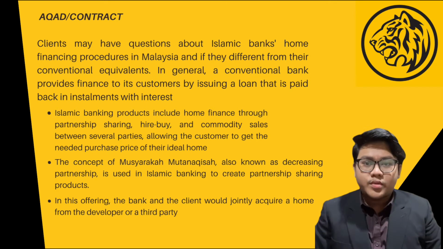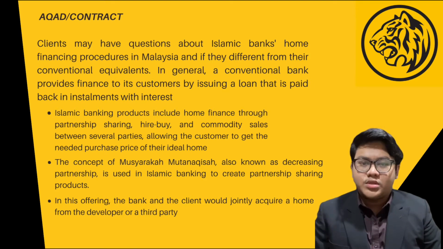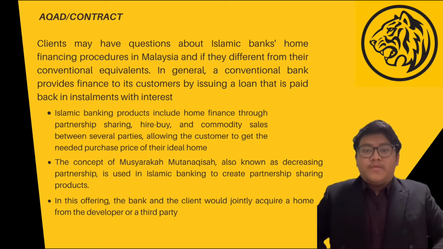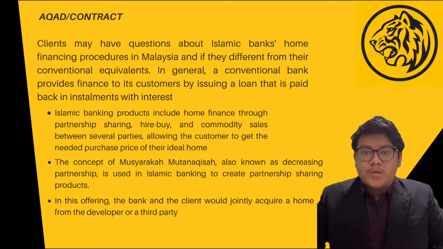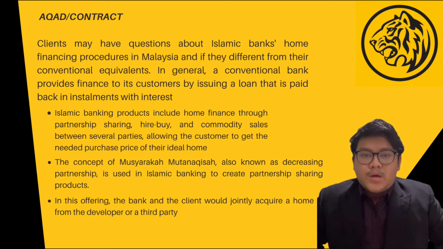Difference between Maybank Berhad and Maybank Islamic for akad. Normally, clients may have questions about Islamic banks' home financing procedure in Malaysia, and how it differs from its conventional equivalent. In general, a conventional bank provides finance to its customer by issuing a loan that is paid back in installments with interest. Firstly, Islamic banking products include home financing through partnership sharing, hire purchase and commodity sale between several parties, allowing the customer to get the needed purchase price for the ideal home.